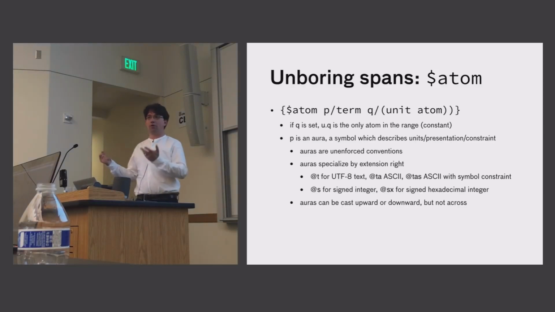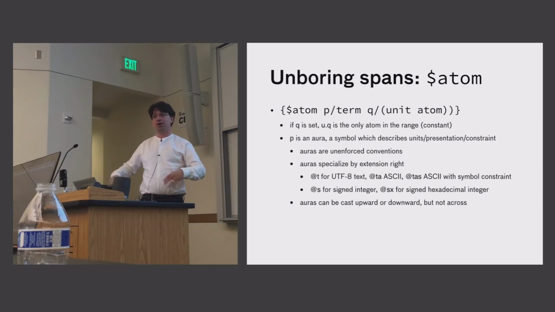Gee, what happens if I try to use a furlong as if it was a fortnight? What happens if I try to use an IP address as if it was a string? All those are atoms. And so you basically need to label those and describe them kind of informally. And there's basically a system of specialization simply by the length of the name. So you can basically have text, ASCII text with a symbol constraint. All these are informal conventions.